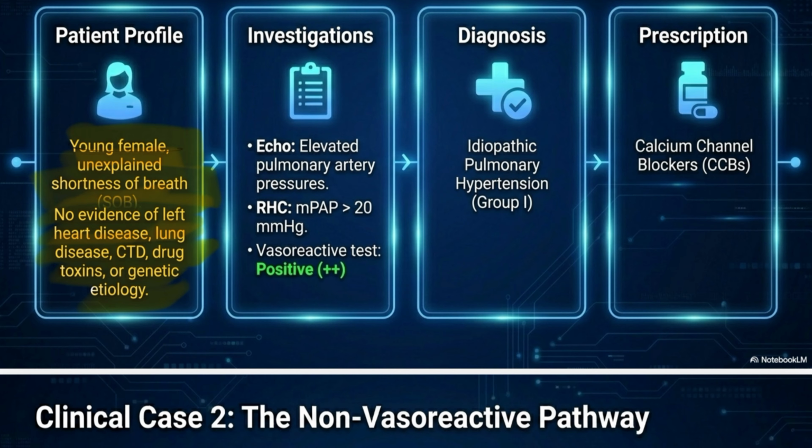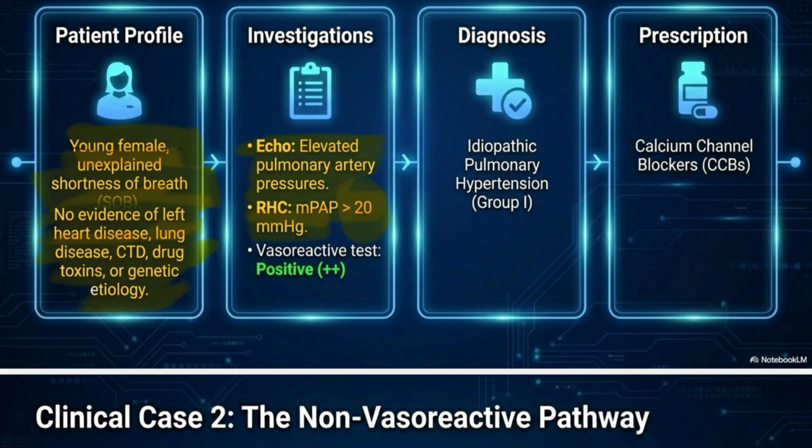Okay, echo: elevated pulmonary artery pressures, then there is RHC, right heart catheterization. Don't forget, you have to do right heart catheterization. There is a magic number which I told you again and again, that is more than 20. So we have diagnosed it as pulmonary hypertension.